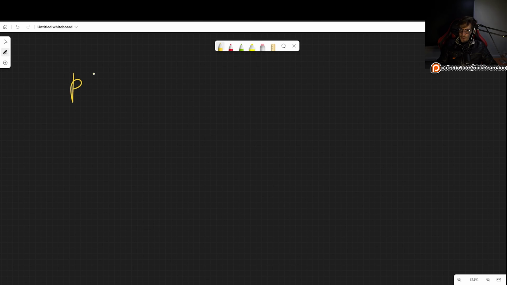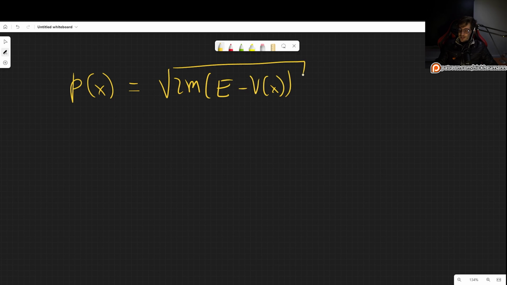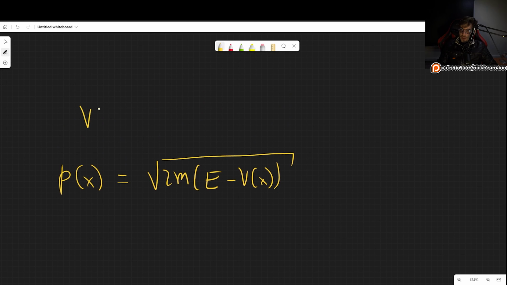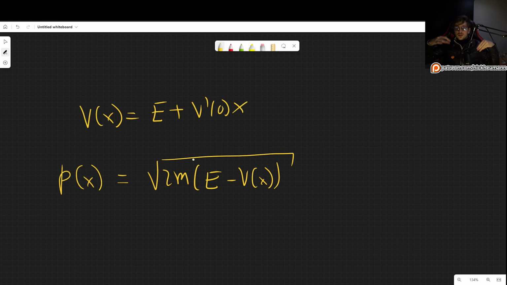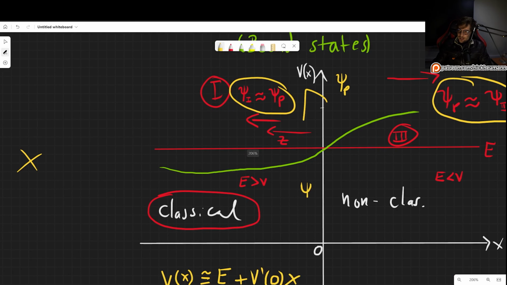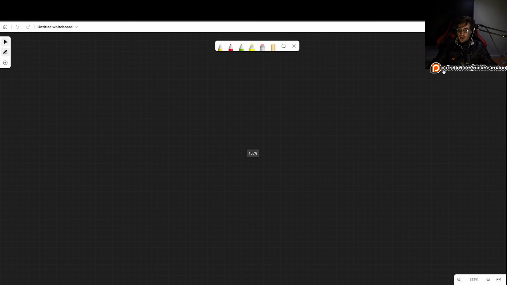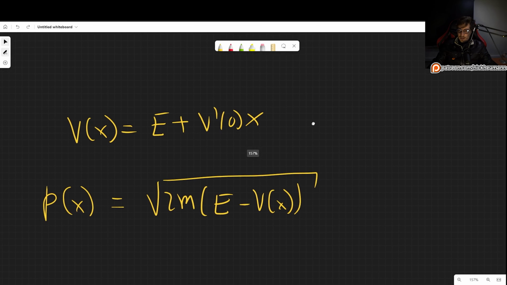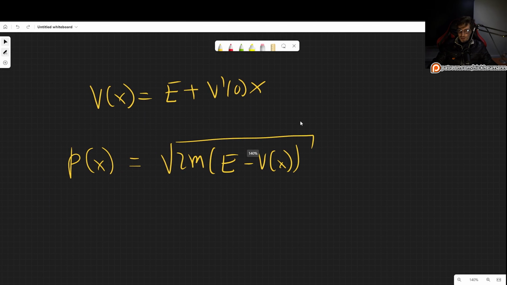So what we had was that the momentum was square root of 2m (E minus V of x). But let's remember, what was V of x? We said that we are going to be in the patching region, this E plus V prime 0 times x, right? And then we're going to be moving away, but this is what we will be working with in the patching region, where, keep in mind, psi 1 also is in this patching region, right? So if we take this potential, it is still valid for some region. And then as we move away, we want both wave functions to be the same. And the same logic, of course, applies for region 3.